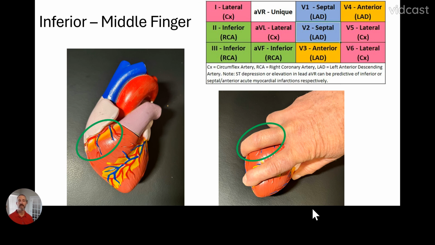So if a person is having an inferior infarction, it is likely involving the right coronary artery, and you're going to see ST segment elevation in leads 2, 3, and AVF, or at least two of those.